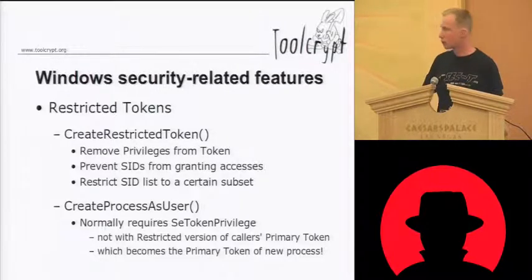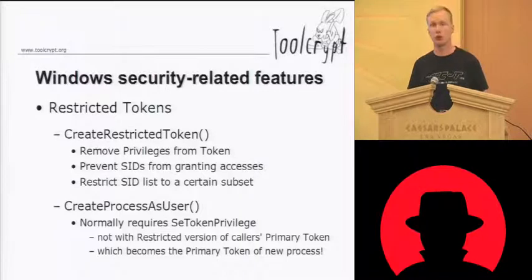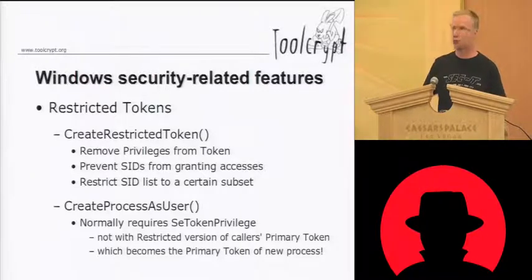And create process as user is normally used by the system only to create new processes, and it makes sure that the primary token of the new process is assigned accordingly. That's actually controlled by a system privilege. So if you don't have the SE token privilege, you can't assign a new primary token to a new process or to any process. But create process as user called with a restricted token will actually allow you to start a new process with an arbitrary token, as long as it's a restricted token of the primary token of the calling thread, or sorry, the calling process.